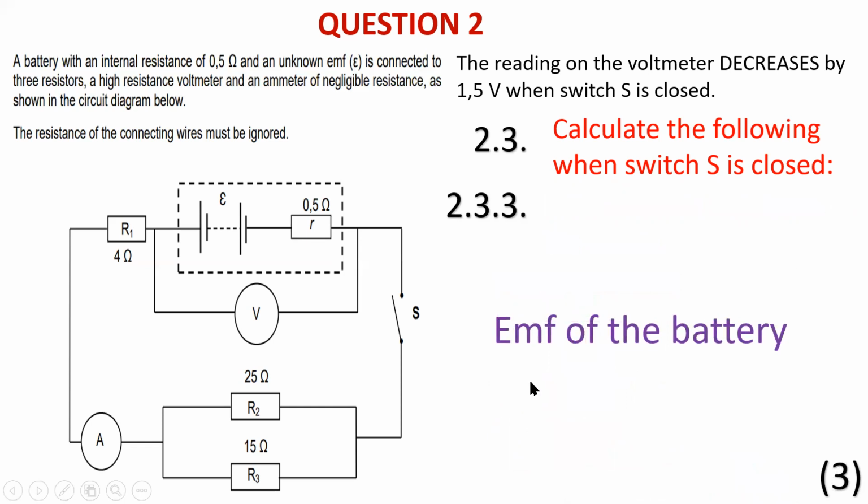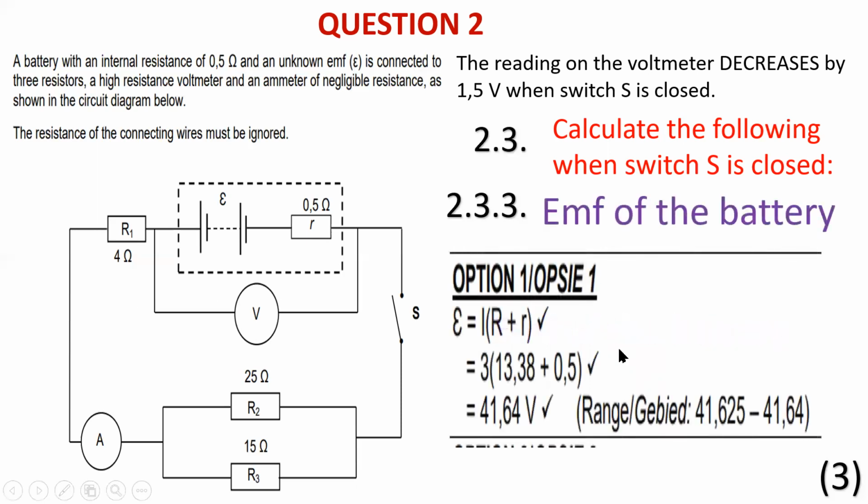So another question: the EMF of the battery. They're asking you for the EMF of the battery, not the voltage. So you know the total resistance, but you must add the internal one, don't forget. So EMF of the battery is easy now because we have current and we have resistance. From Ohm's law, we know V is equal to I times R.